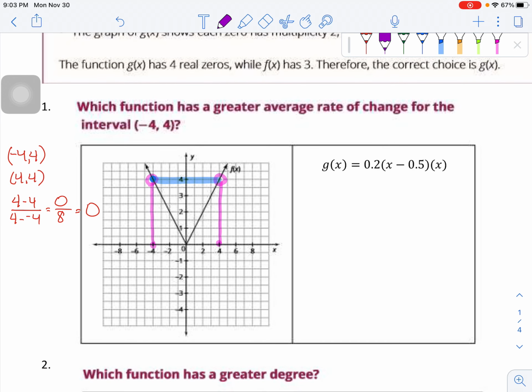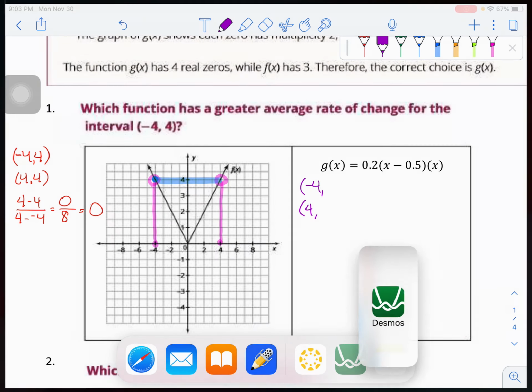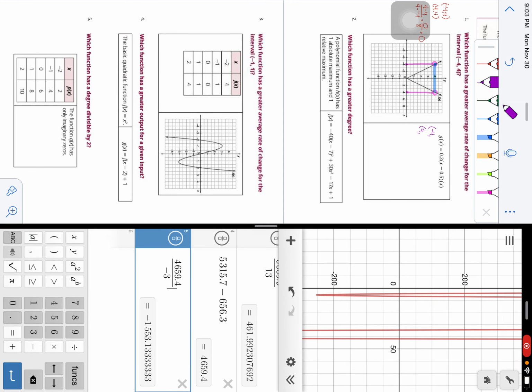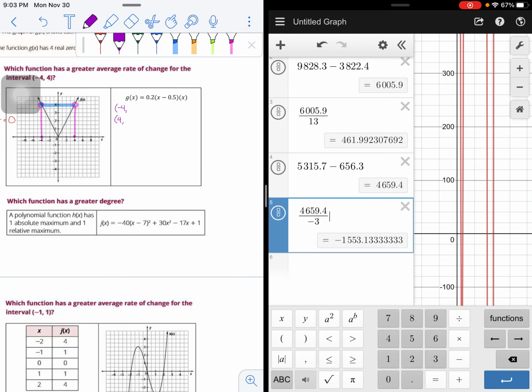All right, so for g of x now, I want to find those same things. I want to find those ordered pairs that I know -4 and +4. I don't know the rest of it. So let's see. I've got Desmos relatively handy here. So I'm going to go ahead and open up Desmos. What on earth just happened there? Okay, that was weird. Okay, much better.